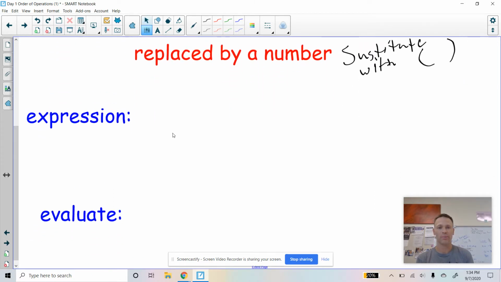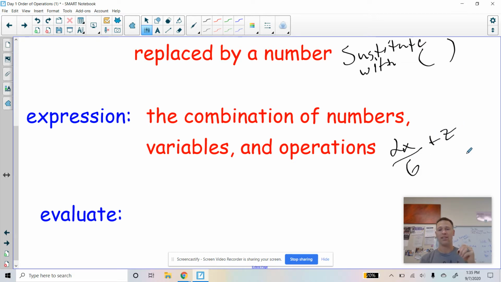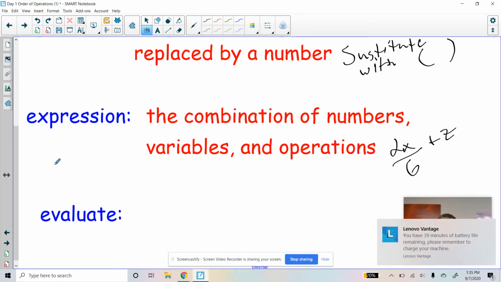Expression. What is an expression? An expression is a combination of numbers, variables, or operations. So the thing that I wrote before, that 2x, was a very simple expression. I can also put that all over 6 and then add z. That is still an expression. It's just combining operations with numbers and variables. That's it.